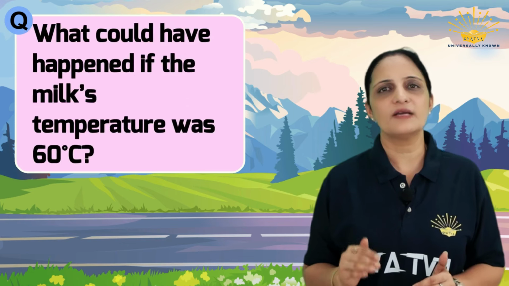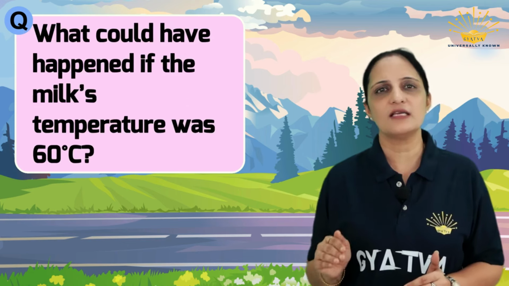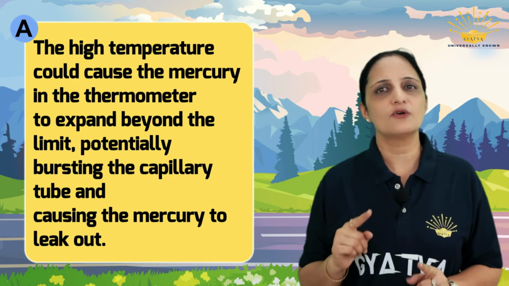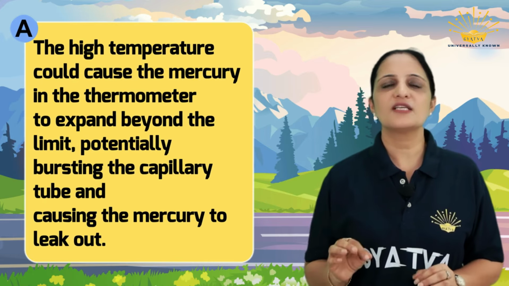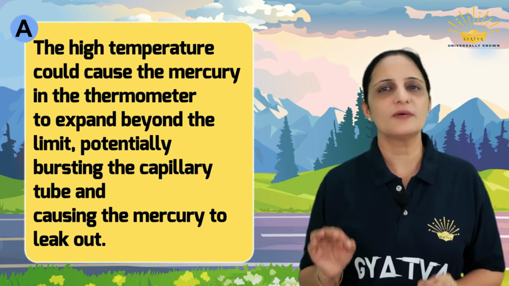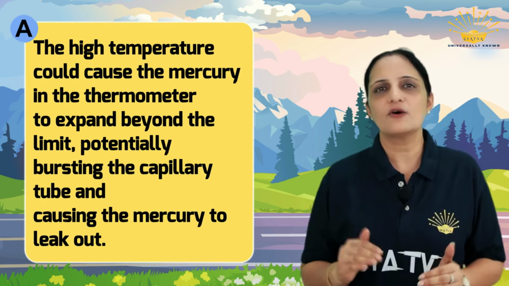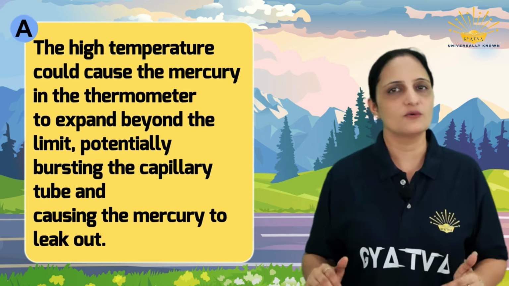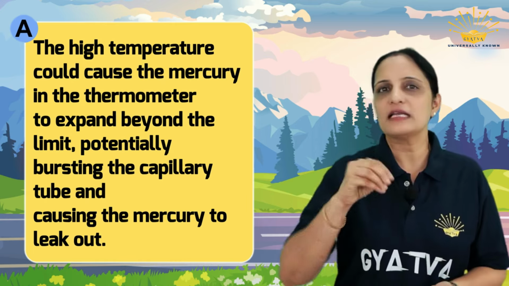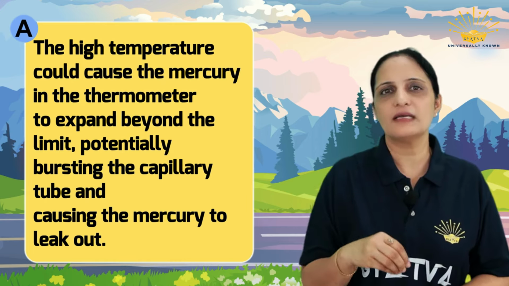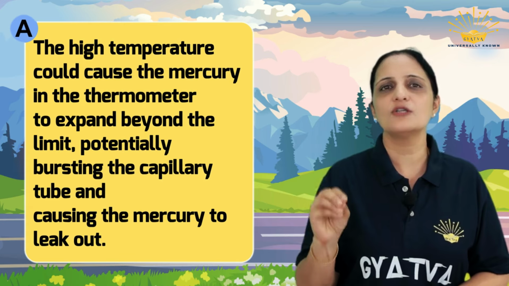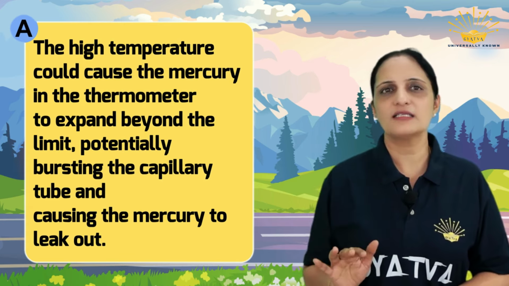Question number 3. What could have happened if the milk's temperature was 60 degrees C? The higher temperature could cause the mercury in the thermometer to expand beyond the limit, potentially bursting the capillary tube and causing the mercury to leak out. So that is why when Krish dipped the clinical thermometer in the milk, it did not burst because the milk was lukewarm. Hope everybody is clear with it.